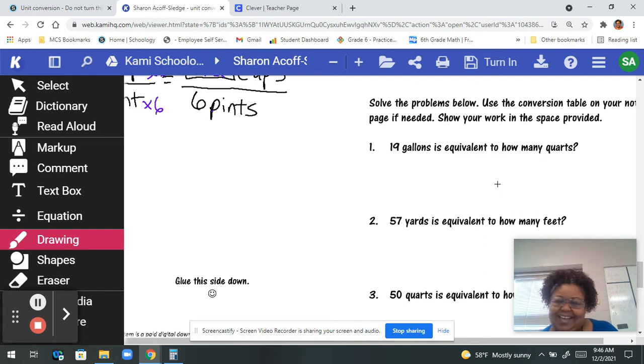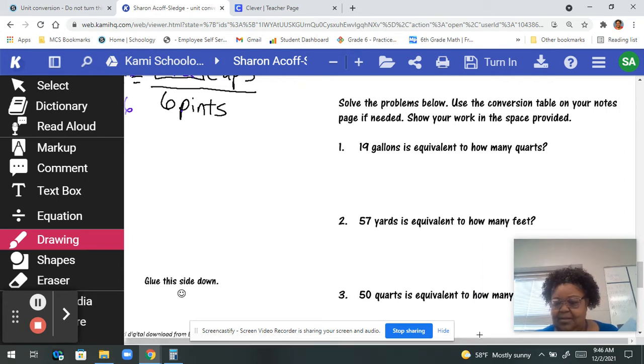Okay, so 19 gallons is equivalent to how many quarts? Now, if you want to try to work this out, pause the video, work it out, and then come back and see how I did. So I'm going to simulate a pause. All right, now we're back. So 19 gallons is equivalent to how many quarts? So from our conversion sheet, and if you're at home, just print this out. If you're in class, I gave you a copy.